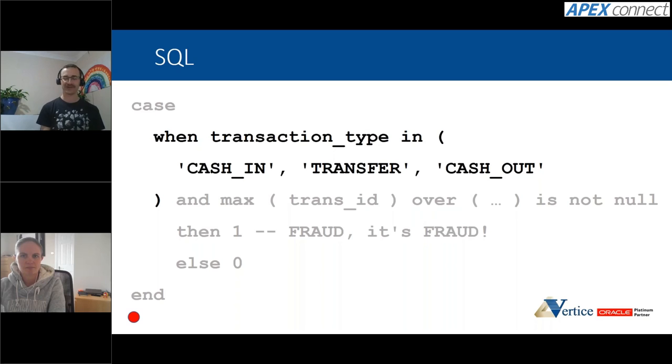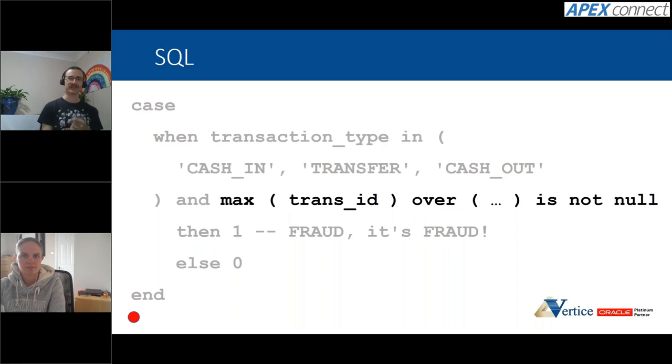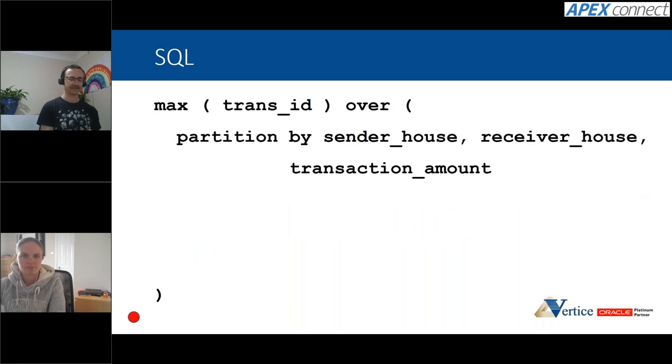And to find whether or not there's been a recent transaction of the same value, we're going to use this max transaction ID. And this allows us to see, has there been another transaction of exactly the same value within a house? And if that's not null, we say it's fraud, right? So how do we do that? Check it by house. Well, we'll partition it up by sender and receiver house and the transaction value. So let's imagine we're all in house Oracle, for example. Every transaction we make between each other, transferring cash, of exactly the same value will fall in one bucket. So we can see every transaction for 1 euro, 10 euro, 100 euro, 1,000 euro, and so on and so forth. Group them all together.